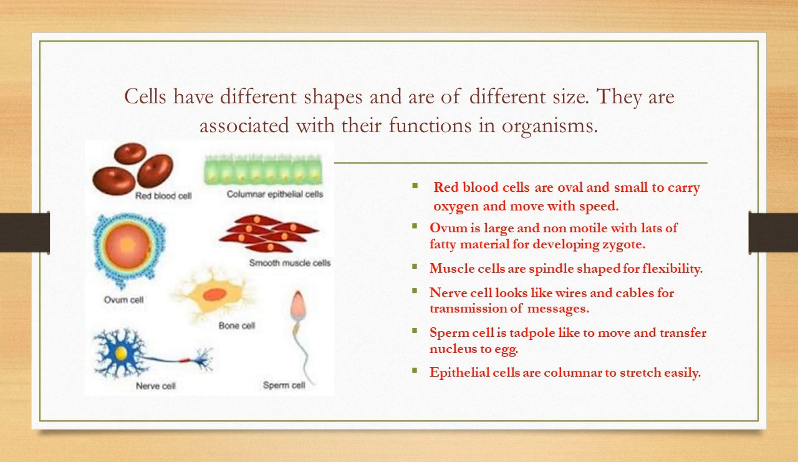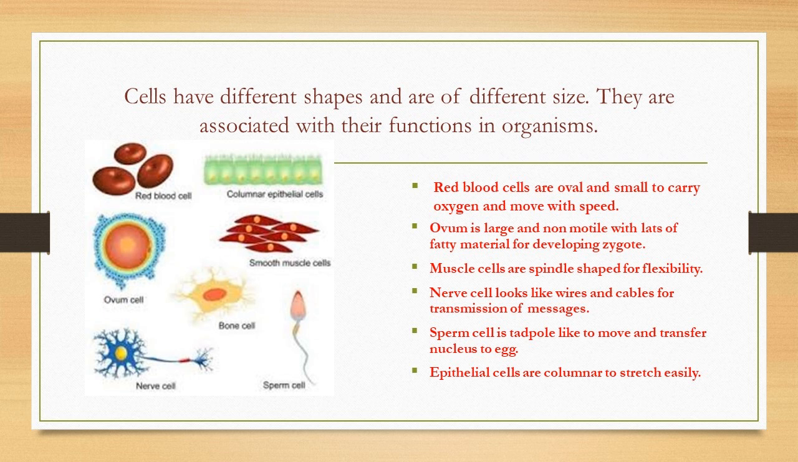Cells have different shapes and are of different sizes. In the pictures you see, you have the red blood cell, then the columnar epithelial cells, then you have the large ovum cell, then there is the smooth muscle cell, the bone cell, the nerve cell and the sperm cell.